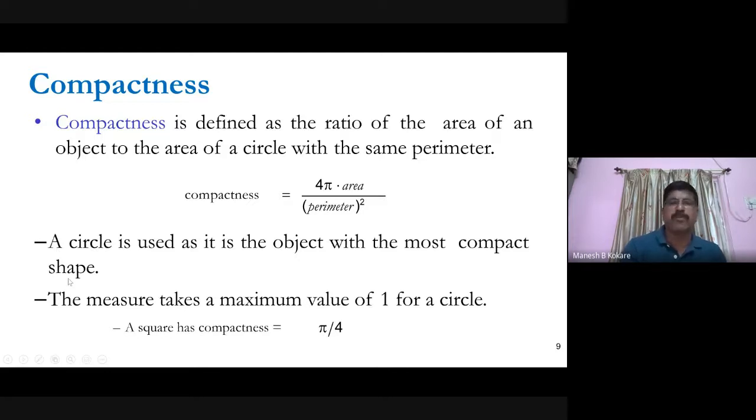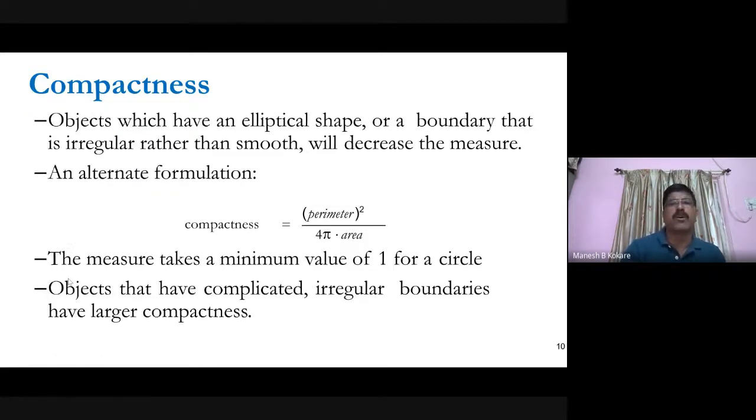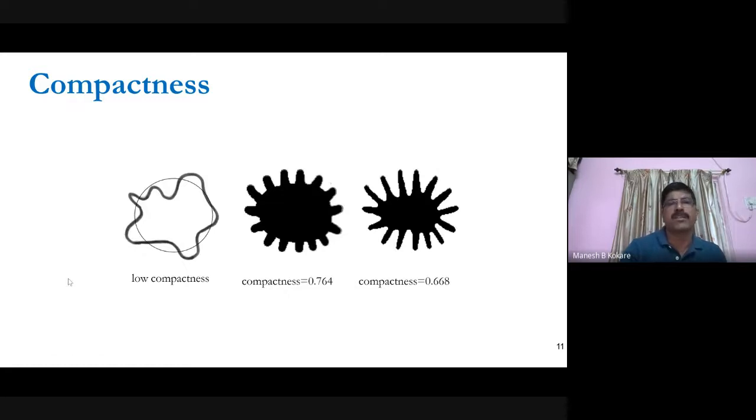From this figure you will come to know how compactness is calculated. This is the shape, and this is the circle of the same area, and you are taking the ratio of those. In another way, area divided by perimeter squared is also used as compactness.